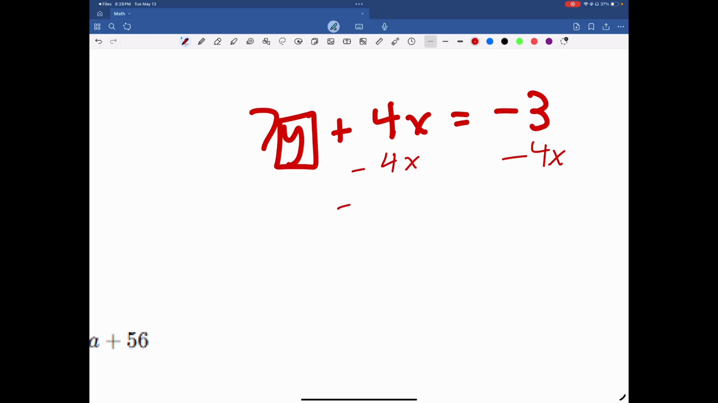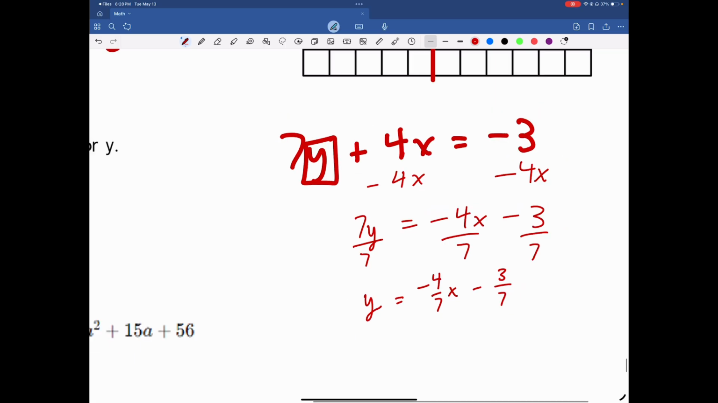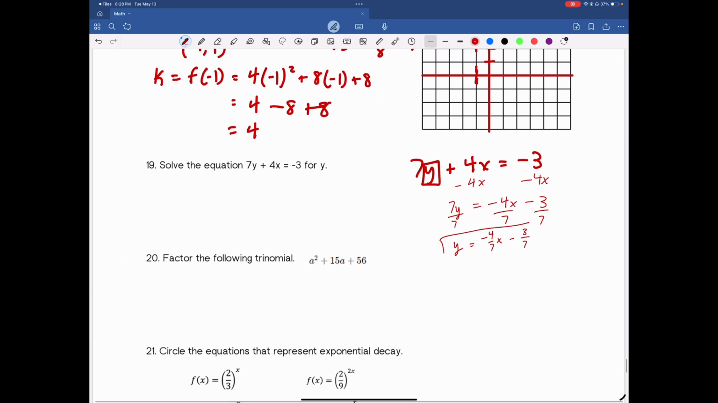Normally they want this in a y equals mx plus b form. So we're going to put the negative 4x first. Then we have a minus 3. The only thing left we have to do now is divide by 7. And so I'll just divide everything by 7. So we'd have y equals negative 4/7 x minus 3/7. And then we could graph that if we wanted to, but that's going to be our answer.